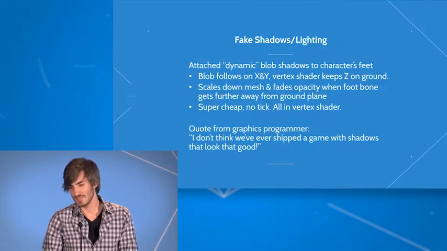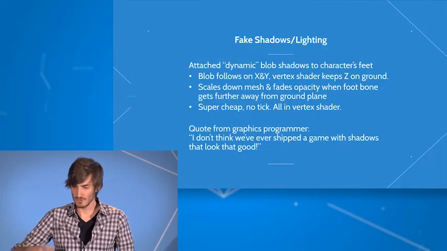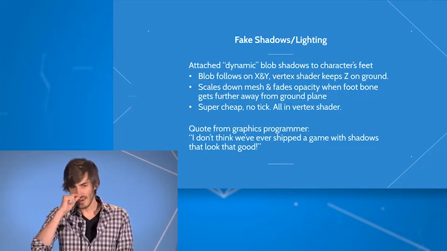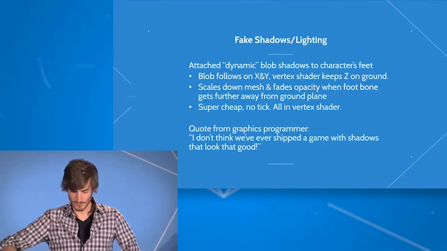Fake shadows and lighting. I made what I call these dynamic blob shadows on the character's feet. And I attached these to the foot bones of the characters. And then with a vertex shader, I keep the actual height of the mesh at exactly the same height on the ground plane. And so when the characters are running along, they just stay exactly under the feet the whole time. And you do some math in the vertex shader that figures out the height of the foot and fades and shrinks the mesh accordingly. And it works surprisingly well.